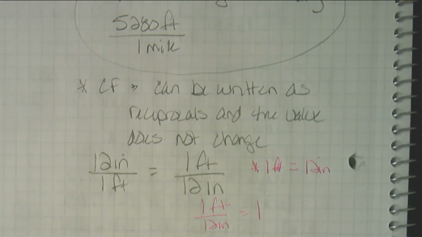Where 1/2 is not the same thing as 2 over 1. That's a totally different value. But because 1 foot is the same thing as 12 inches, I can write it either way. Are you guys okay with that?